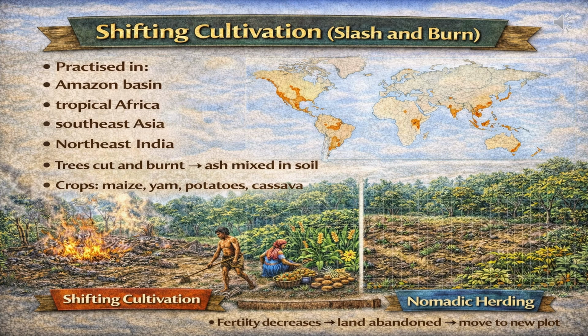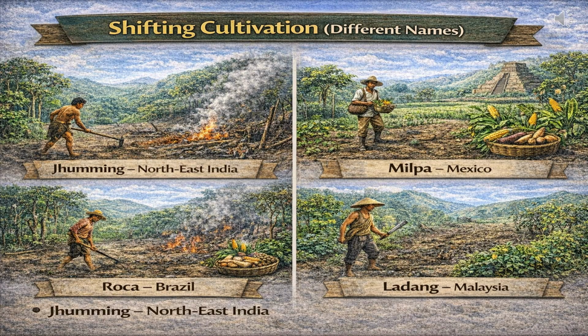Now this method has different names in different places. Let's see. Shifting cultivation is known by different names in different countries. Jhumming, Northeast India. Milpa, Mexico. Roca, Brazil. Ladang, Malaysia. So even though the method is similar, the names change depending on the region.